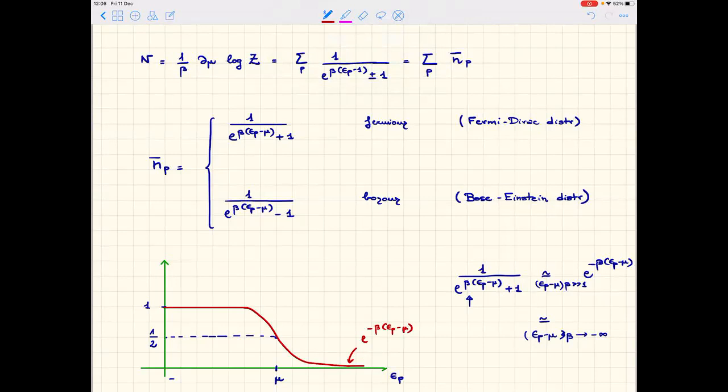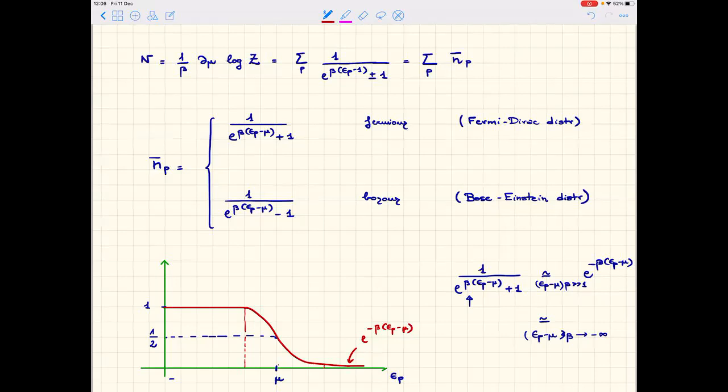Sorry, Professor, when did you get a half, or what did you say to get a half? Well, put epsilon_p equal to mu. What is this function equal to when epsilon_p is equal to mu? Exponential of 0, okay. Yes, it's equal to 1.